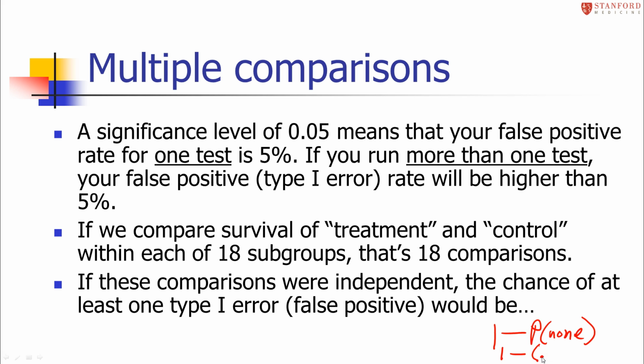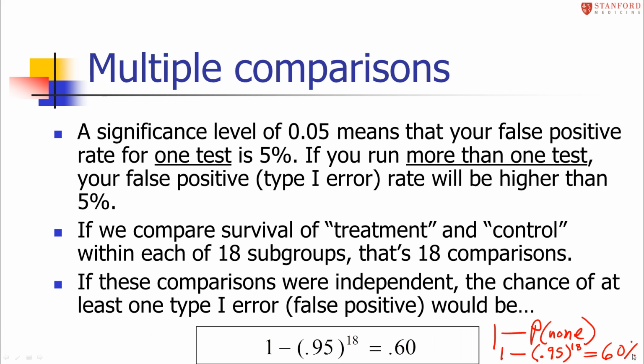Well, the probability for one test of not getting a false positive is 95%. 95% chance you're not going to get a false positive. But we have to do that 18 tests in a row. So that's 0.95 raised to the 18. When you do that and then subtract from 1, it turns out that the chance of at least one false positive is somewhere around 60%. In other words, you're expecting to get at least one false positive when you run 18 tests. You have a 60% chance. It would actually be surprising if you didn't get a false positive.